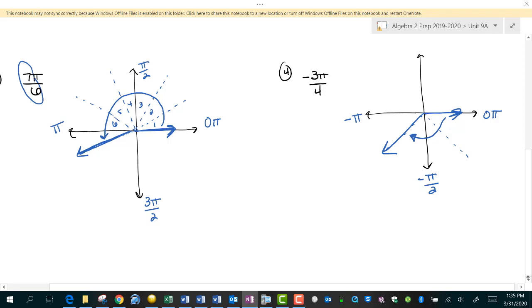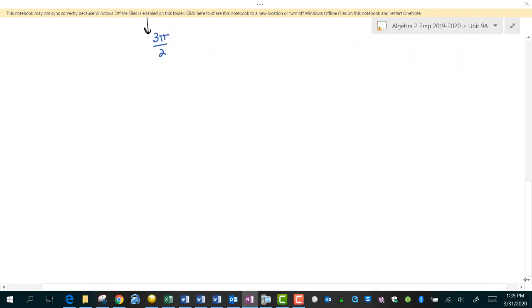The last thing I want to talk about today is finding coterminal angles in radians. If you recall from Monday and Tuesday, coterminal angles are angles that have the same initial and terminal side. And we found them by adding or subtracting 360 degrees. Well, if I'm working within radians now, 360 degrees is equivalent to 2 pi. So I can also find coterminal angles by adding or subtracting 2 pi.